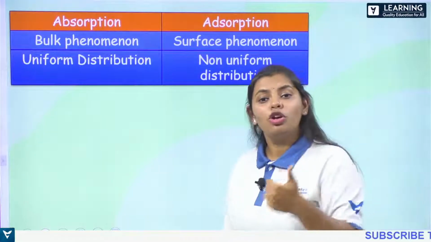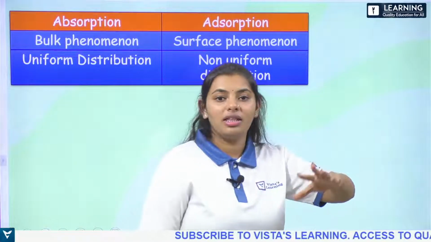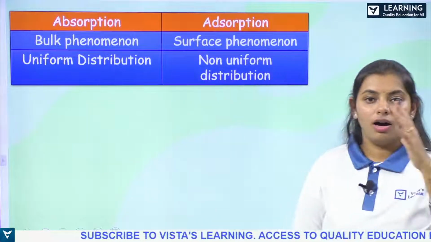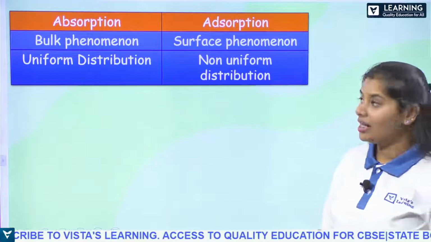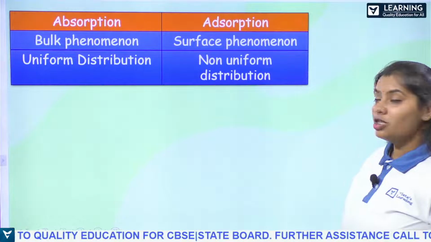Absorption is having uniform distribution. So one molecule distributes uniformly in the bulk of substance 2. Okay, that is absorption. We saw the sponge, right? Now adsorption. In adsorption, what is it?